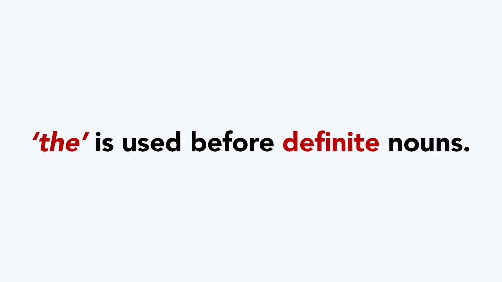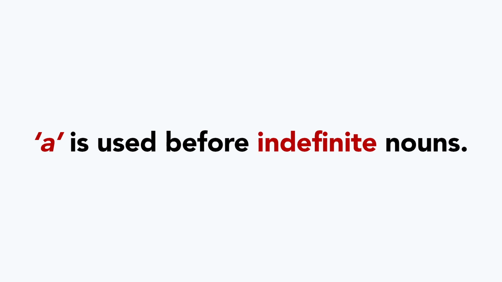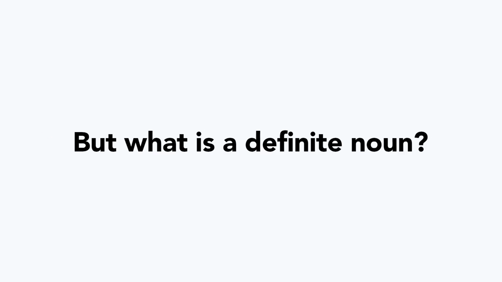The is used before definite nouns. A is used before indefinite nouns. But what is a definite noun? Let's see some examples.